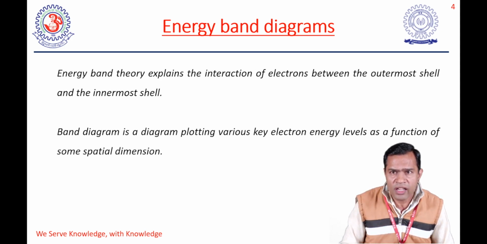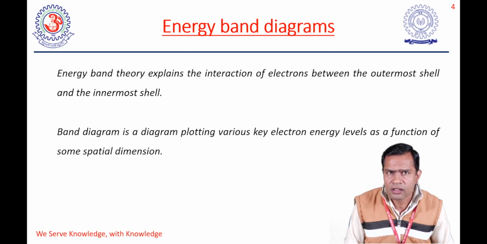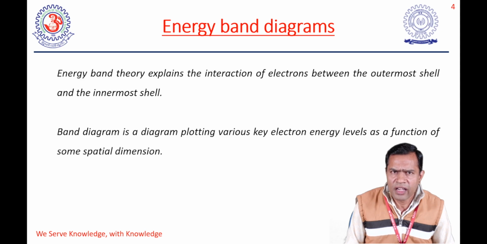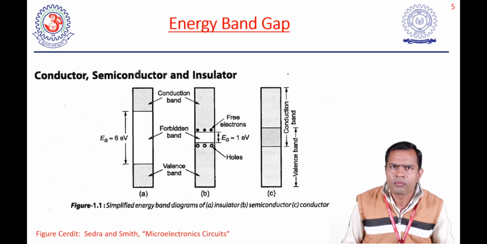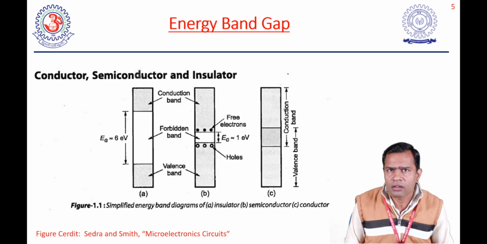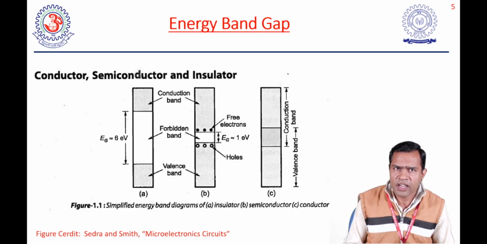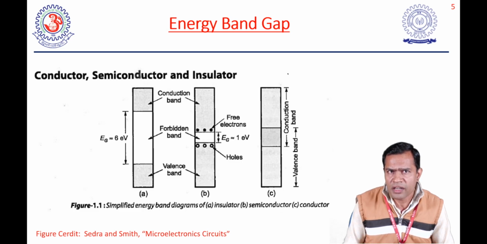We know in the nucleus there are orbits around the nucleus. In orbits, electrons are revolving. So a band diagram is the diagram plotting various key electron energy levels, which are very important, as a function of some spatial dimension. Now this is the basic energy band diagram of the material. Materials may be conductor, semiconductor and insulator.